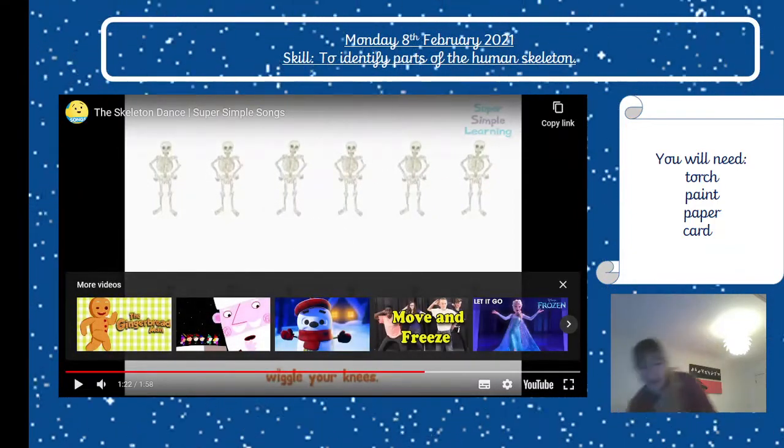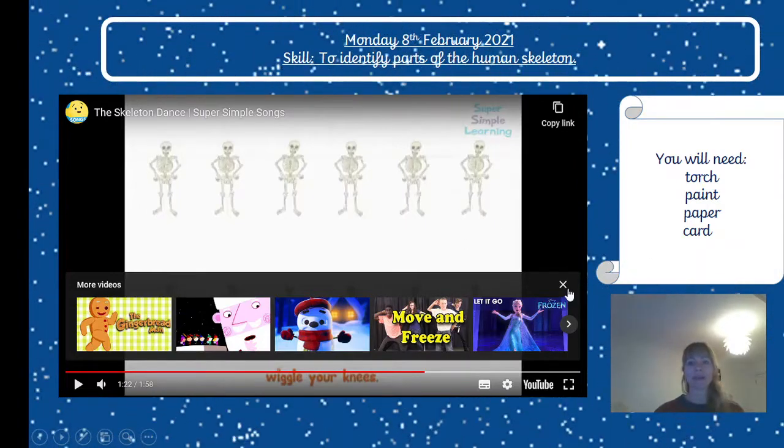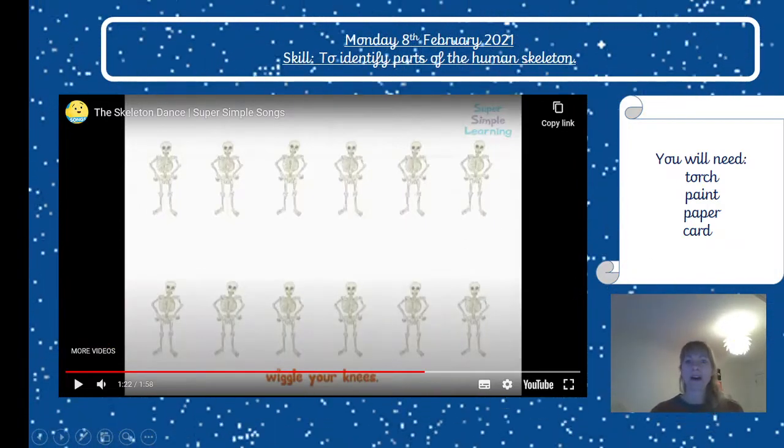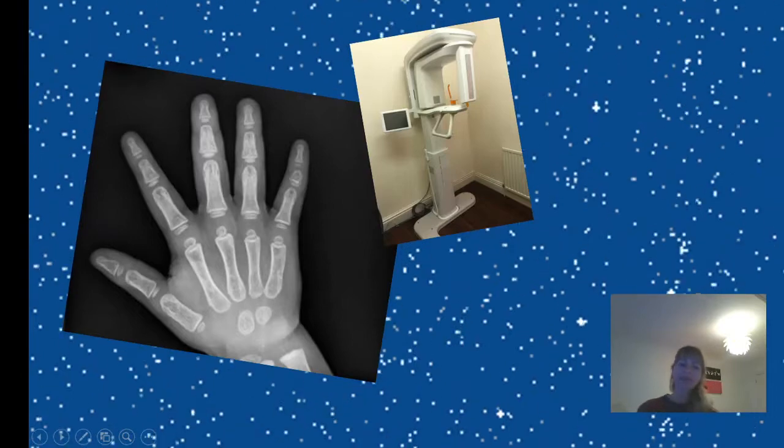Good job there. I'm glad that everyone had a little dance and had a little wiggle, and we start to talk about different parts of the body. Now, our body is made up of lots of bones, inside our hands. Now, as Miss Brisley mentioned last week, we can use an X-ray machine, a bit like this one here, to look at the bones in our hands.